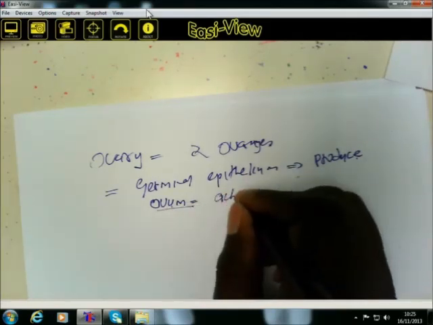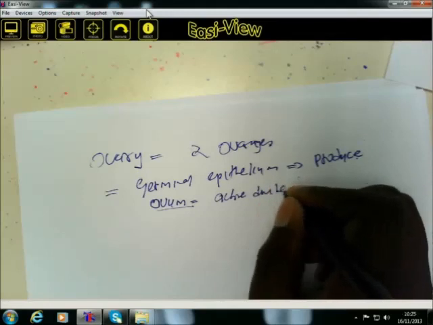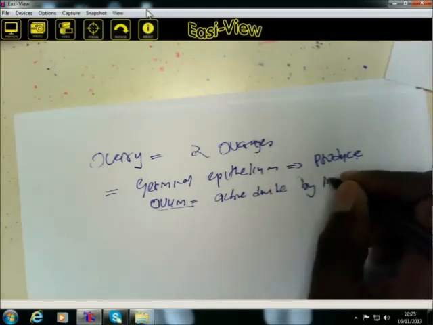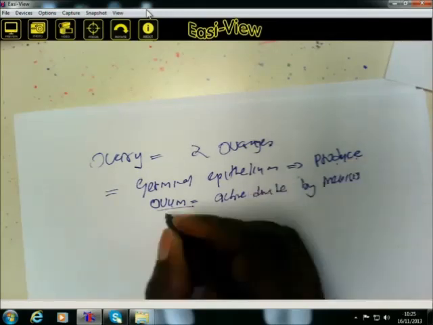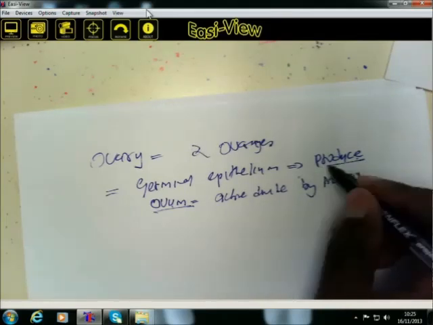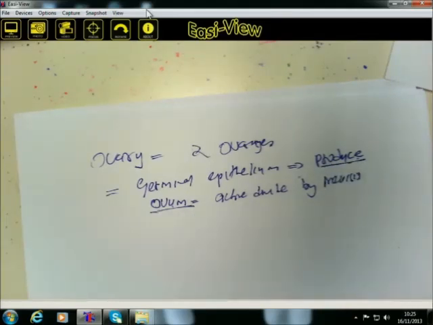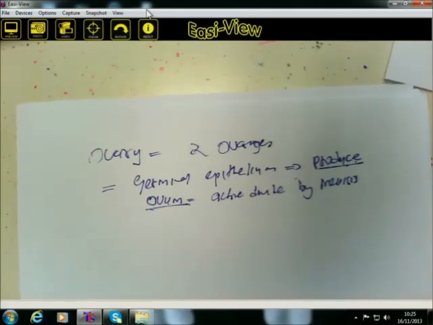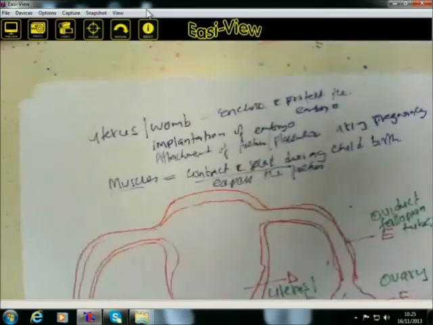They actively divide by meiosis to produce an ovum. So that is the function of the ovary. It is responsible for producing the ovum. It's a place where the ovum is produced. And that is the function of the parts of the female reproductive system.